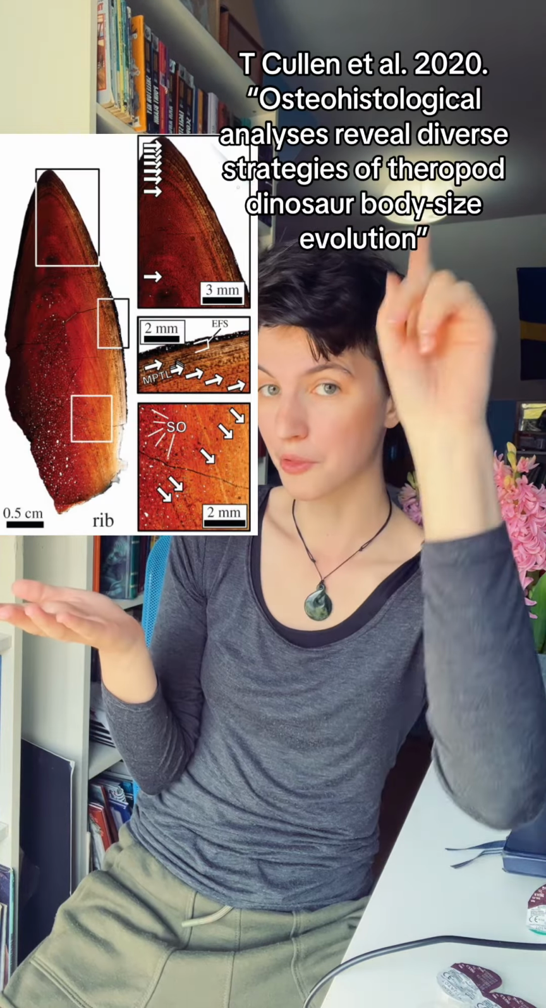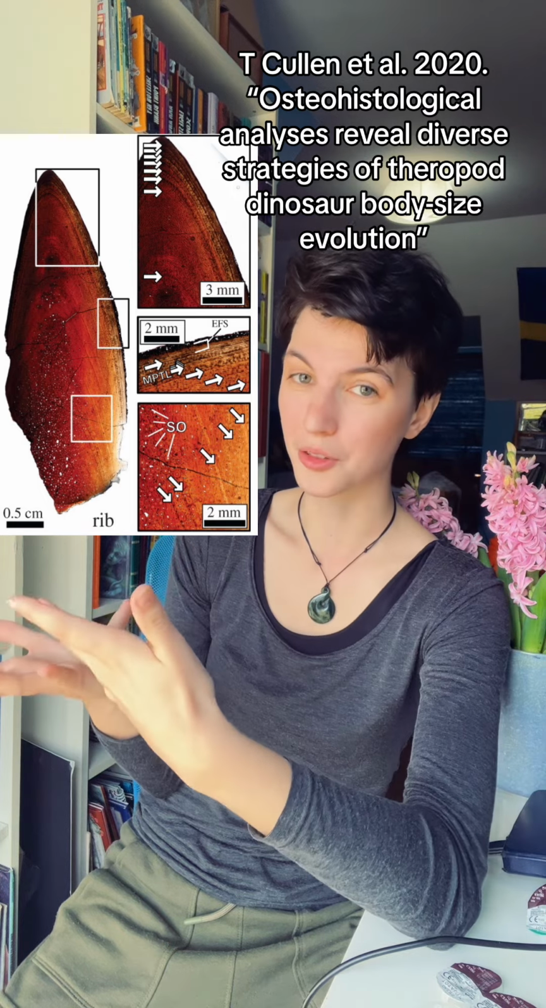When an animal stops growing and then starts growing again, it leaves a line on the bone. These are called LAGs, which stands for lines of arrested growth. Actually, this is also why trees have tree rings, in case you were wondering. Here's an example taken from this paper of LAGs in the bone of an adult Tyrannosaurus.